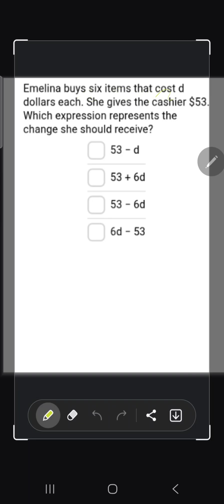Emelina buys 6 items that cost D dollars each. So she's buying 6 that cost D dollars. She gives the cashier $53. Which expression represents the amount of change she would receive? If she gave the cashier $53, she's going to be subtracting what she spent. 6 items at D dollars each would be 6 times D to see how much she spent, and that would give you the change. So 53 minus 6D.